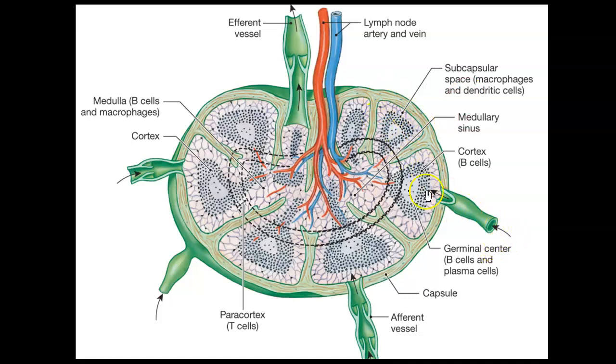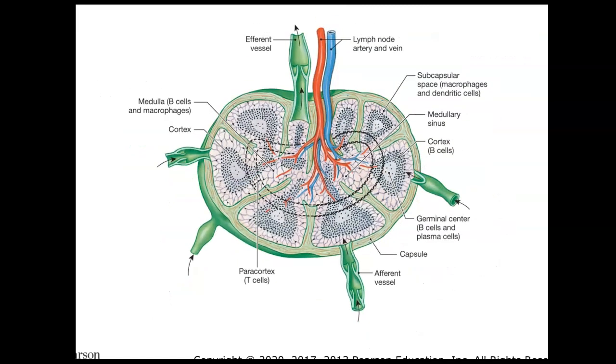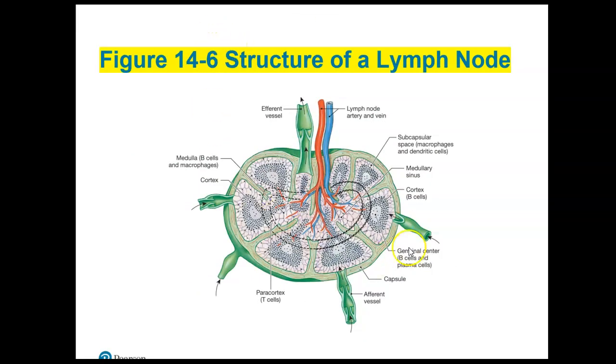Then I said the fluid comes in through the afferent vessels. It leaves the lymph node through the efferent vessel, and there's just one of those. And then it will enter the lymphatic vessels, and finally end up in the thoracic duct or the right lymphatic duct. So that's how lymph nodes work.